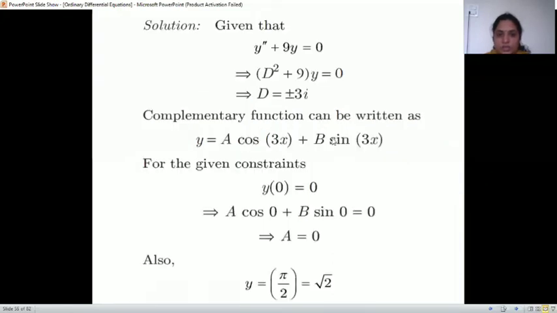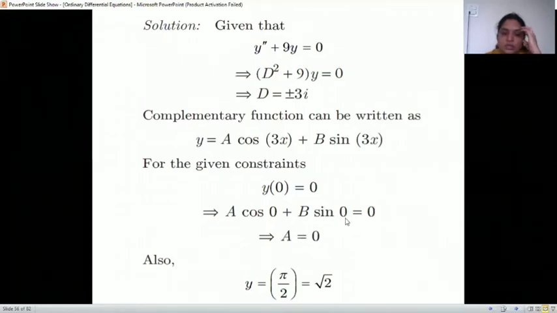Okay, this is your answer then. Y is a cos 3x plus b sin 3x. But we have been given y of 0 is 0. So a into cos 0 plus b into sin 0 is 0. So a here is 0.